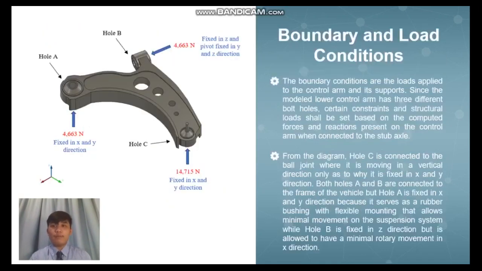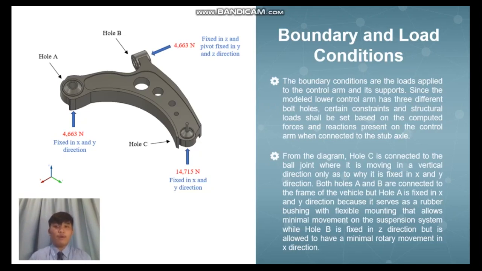For the next two parameters, we have the boundary and load conditions. The boundary conditions are the loads applied to the control arm and its supports. Since the modeled lower control arm has three different bolt holes, holes A, B, and C, certain constraints and structural loads shall be set based on the computed forces and reactions present on it when connected to the axle. The computations for the values here can be properly seen in Appendix E.